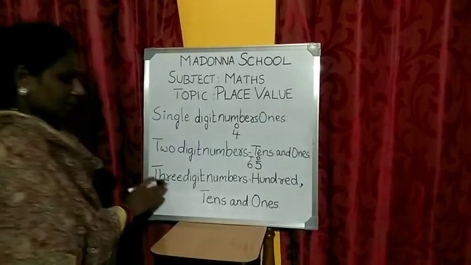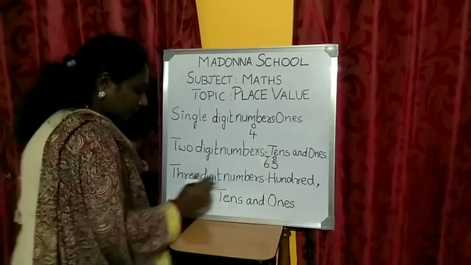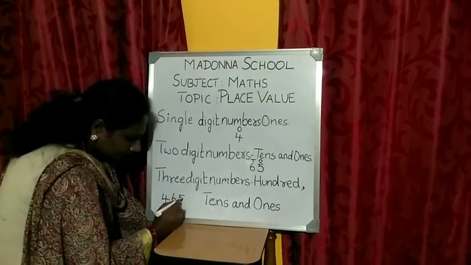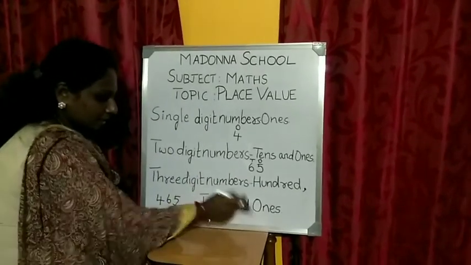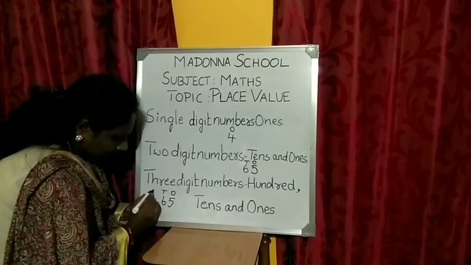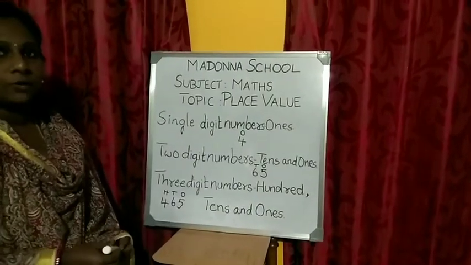Okay, so next is three digit numbers. Three digit numbers: hundreds, tens and ones. Take any example of a three digit number, 465. What is it? Hundreds, tens and ones. In first place ones, second place tens and third place hundreds. This is how we have to write the place value.